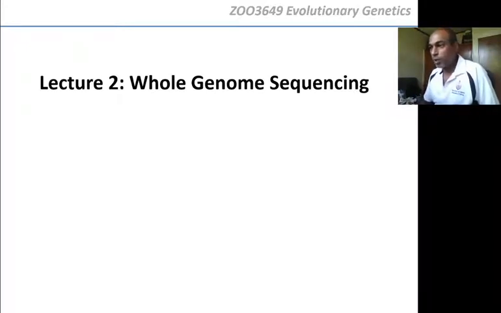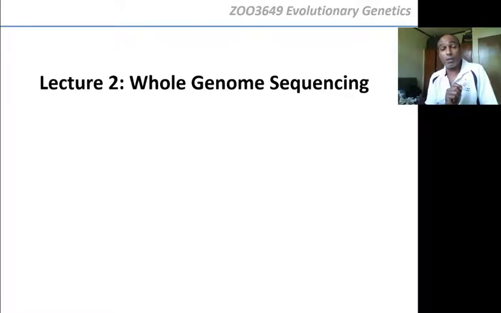Today we're going to be talking about whole genome sequencing, okay? In the last lecture we discussed GBS, we discussed RADseq. They are reduced genome sequencing, reduced representation. Because why? Sometimes we don't have enough money to sequence the whole genome. So we can sequence a small piece of it, right?